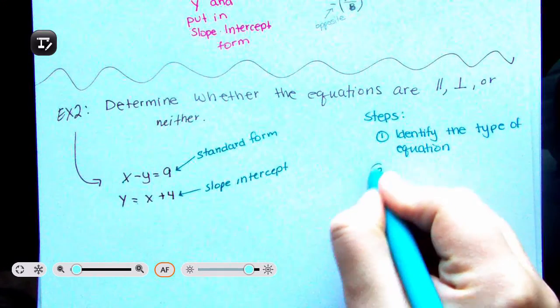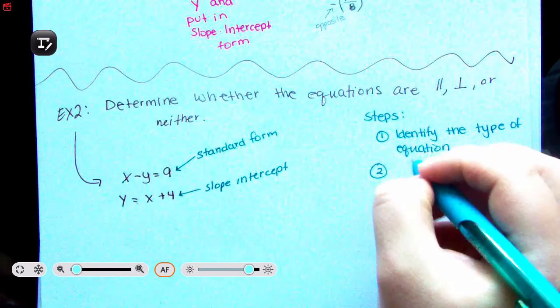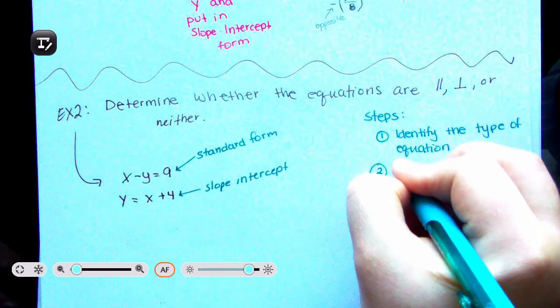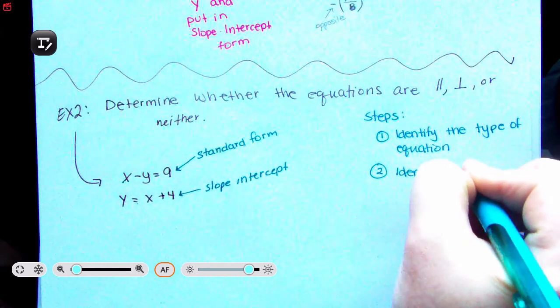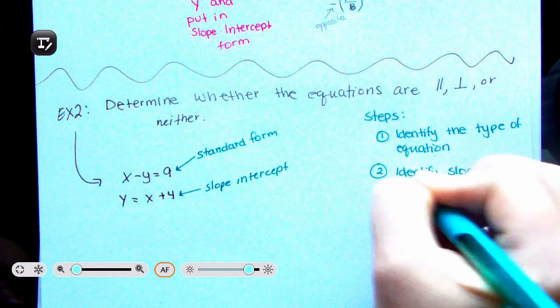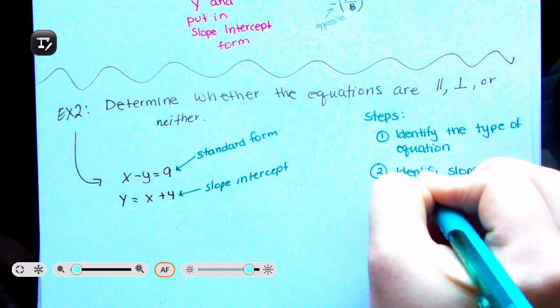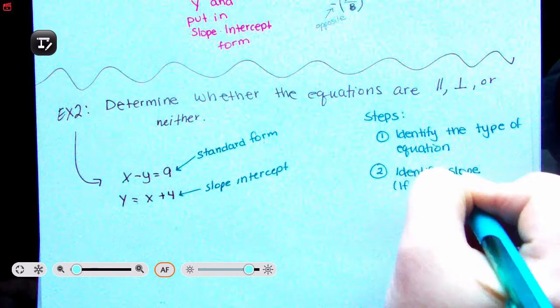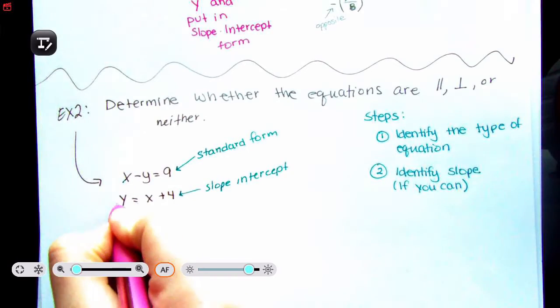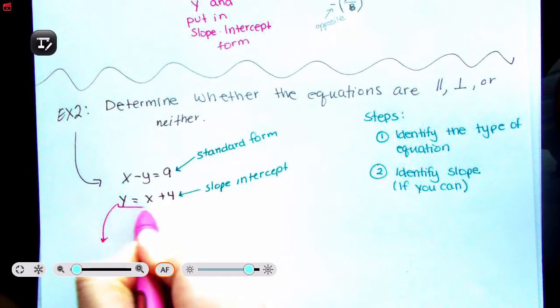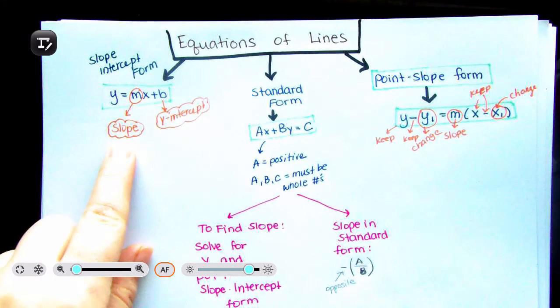Step number 2 is identify slope, if you can, without rearranging things. So for example, in this equation, in my slope-intercept form, I know that my slope is in front of x. So what number is in front of x?